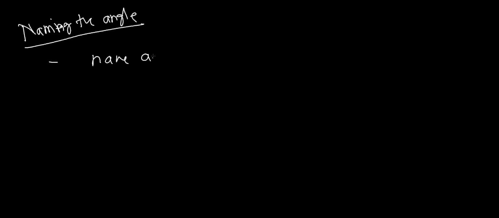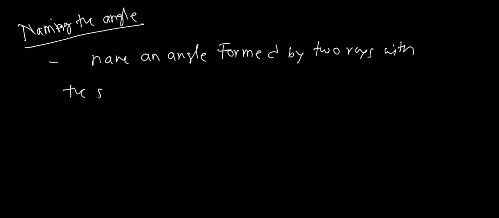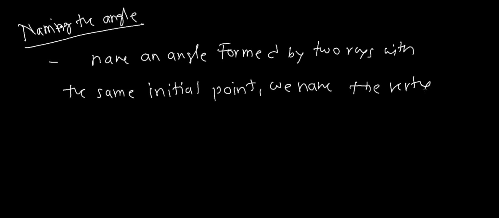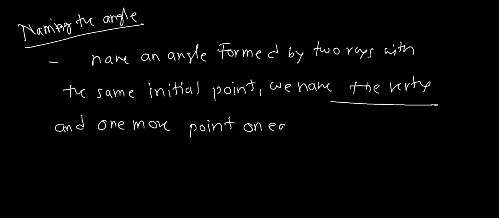Now, how do we name the angle? In order to name an angle formed by two rays with the same initial point, we name the vertex and one more point on each arm.